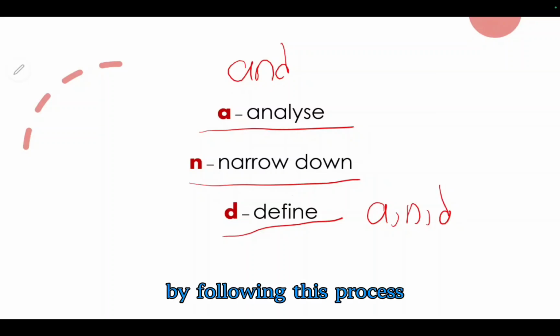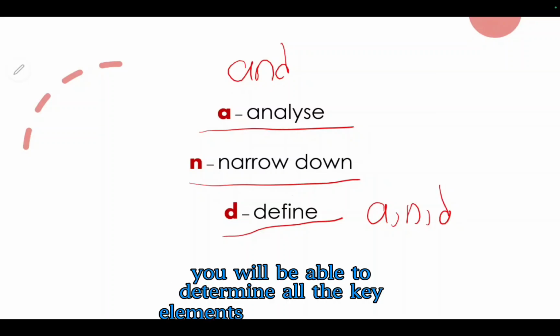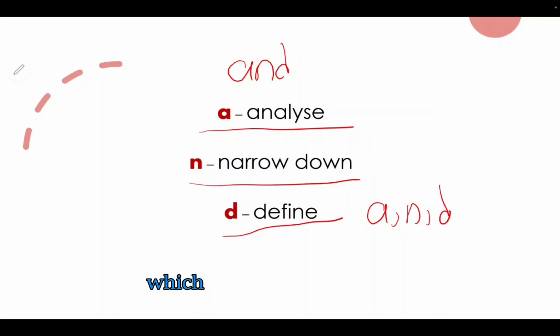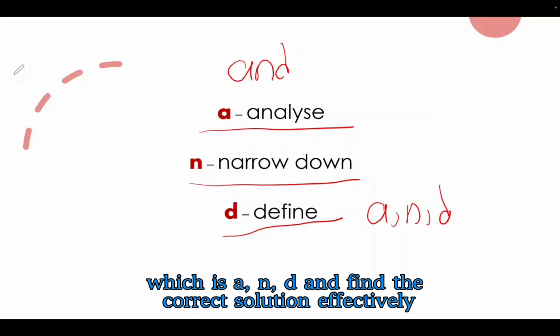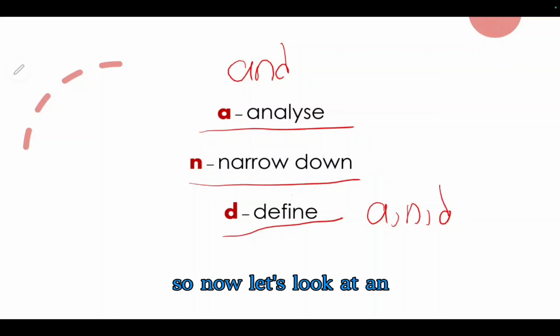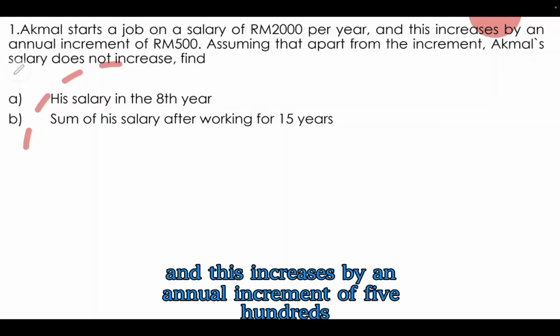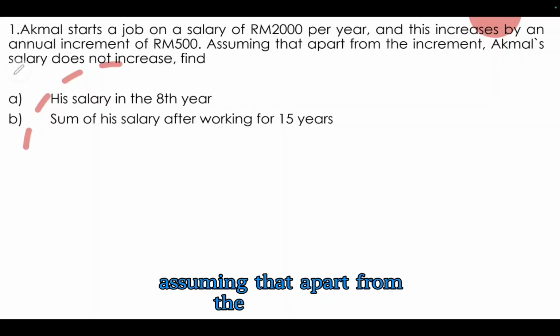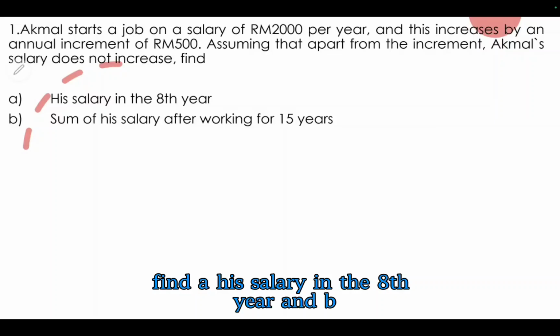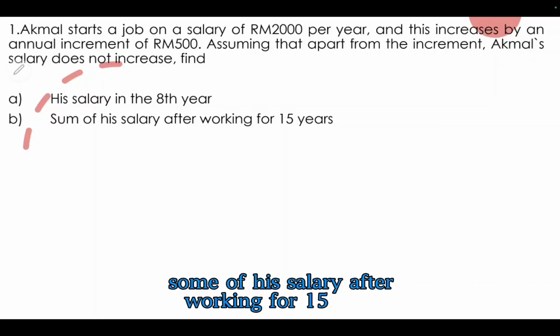By following this process, you will be able to determine all the key elements in the arithmetic sequence problems, which is A, N and D, and find the correct solution effectively. So now let's look at an example. Amal starts a job on a salary of 2,000 per year, and this increases by an annual increment of 500, assuming that apart from the increments, Amal's salary does not increase. Find A, his salary in the 8th year, and B, the sum of his salary after working for 15 years.